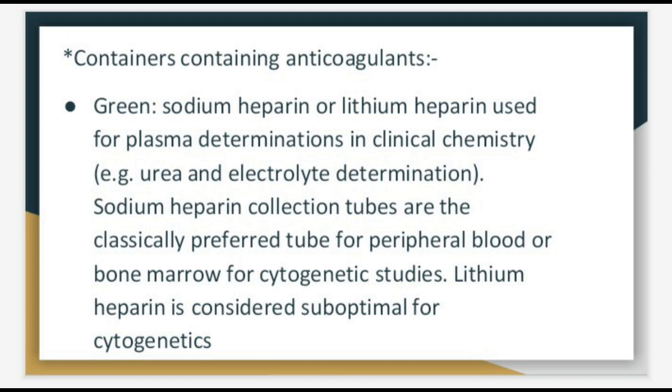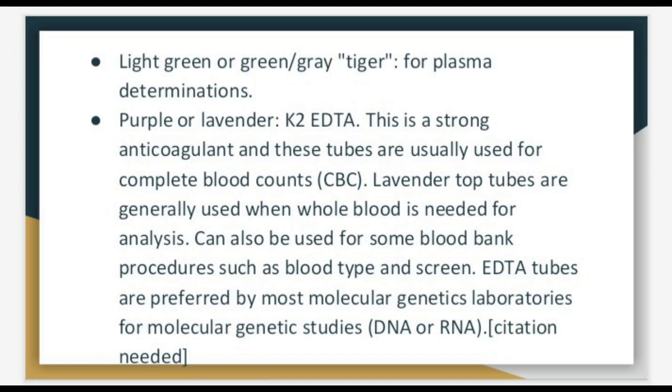These sodium heparin collection tubes are the classically preferred tube for peripheral blood or bone marrow meant for cytogenetic studies, and lithium heparin is considered suboptimal for cytogenetic studies. The next vacutainer is the light green or grey tiger top vacutainer, which is used for plasma determination.